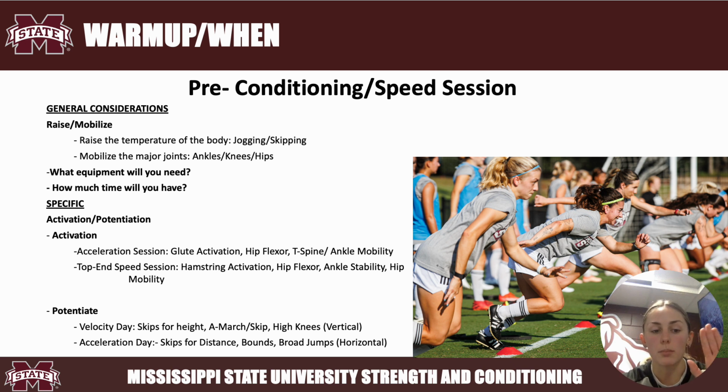And then potentiate, again, if it's velocity day, you want to think more vertical because the athlete is going to be more upright when they're running. So anything more vertical focus: skips for height, A march, A skip, and then high knees. And then also another example, if it's acceleration day, they'll be a little bit more horizontal. So potentiating them for horizontal movement: skips for distance, bounds, broad jumps, anything that is explosive in that horizontal plane.